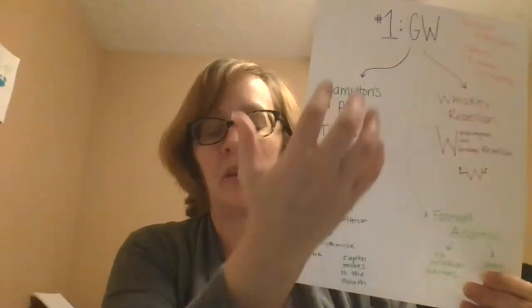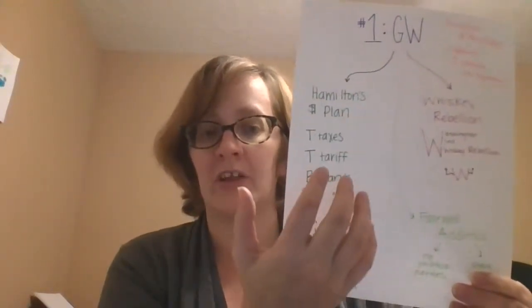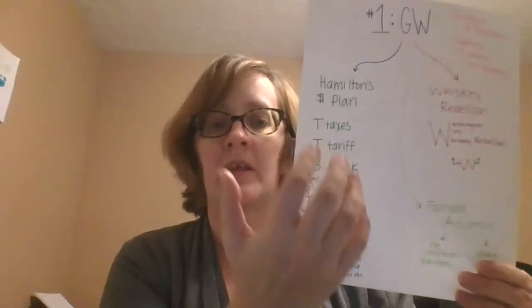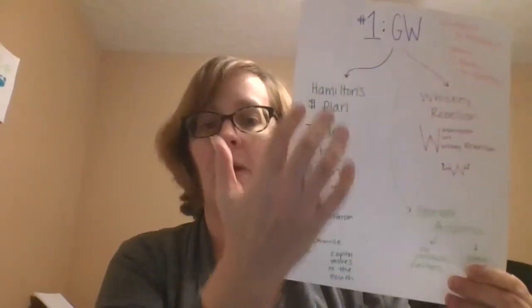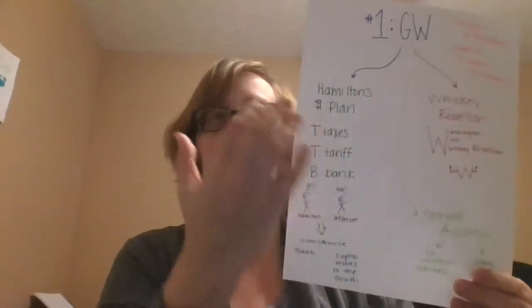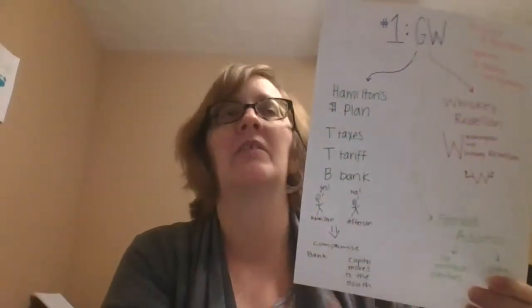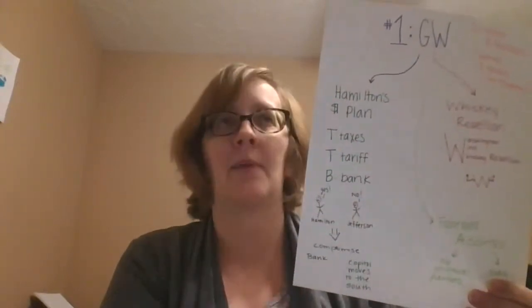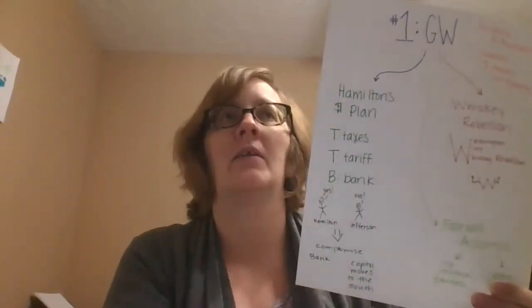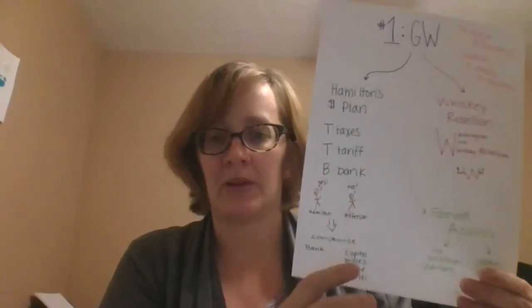I also tell my students to remember he's trying to pay debt. It causes conflict. They need a compromise by moving the capital. That's another way you can remind yourself. Hamilton's financial plan: they want to pay the debt, it causes conflict, and they reach a compromise by moving the capital. Pay debt, causes conflict, creates a compromise by moving the capital.